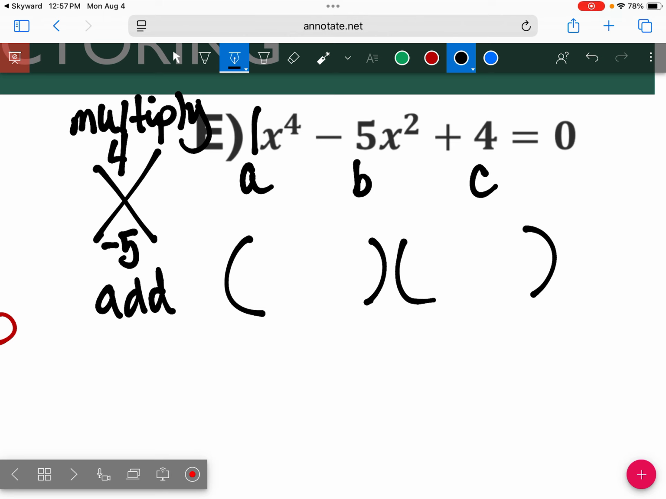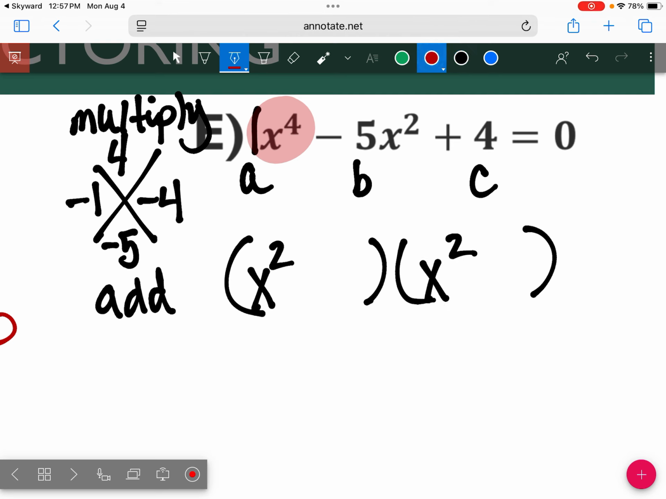So what would be those numbers? Negative 1 and negative 4. Okay, so now that I have my numbers, the only thing to keep in mind is that this is x to the 4th. What's half of x to the 4th? What's half of 4? 2, x squared. So I'm going to start each parentheses with an x squared, and then I'm putting in my negative 1 and my negative 4.